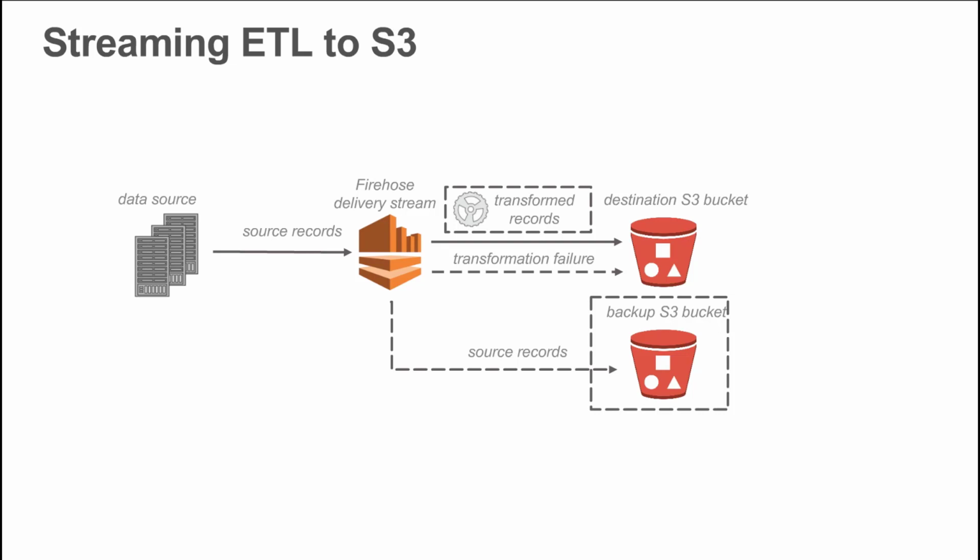A good example of this is you have a clickstream event from a mobile app or a website, and you want to augment that data. Maybe you have a user ID that you want to augment with more customer metadata before you deliver it to S3. You would write the data to a Firehose delivery stream.